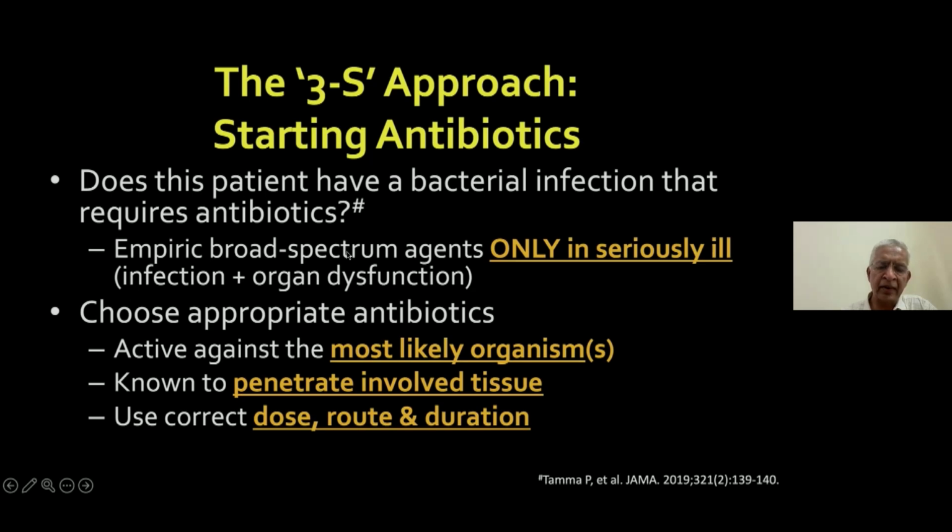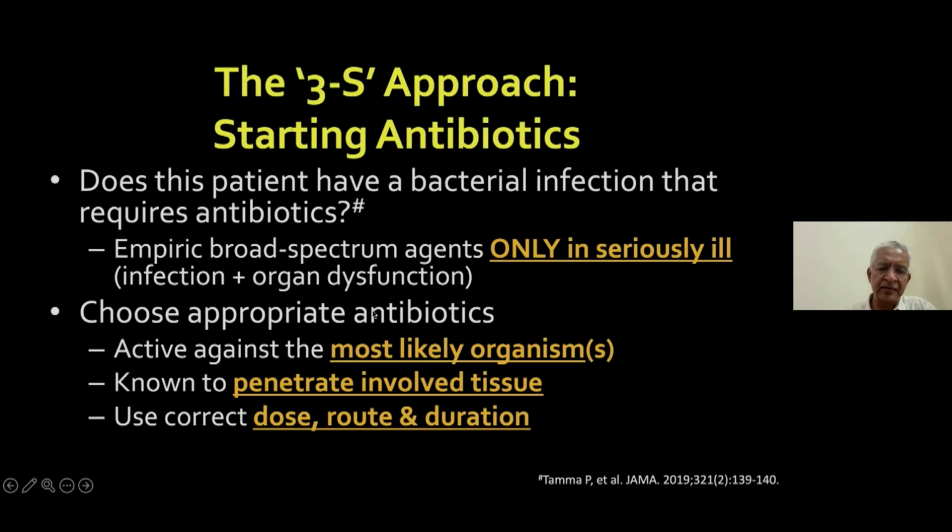Empiric broad-spectrum antibiotics like carbapenems are required only in seriously ill patients, that is infection, pyelonephritis, pneumonia, meningitis, fasciitis, liver abscess, accompanied by organ dysfunction, kidney injury, respiratory failure, hypotension, DIC, etc. So this is sepsis. If you have septic shock, it's an urgency. You have to start antibiotics after drawing cultures as early as possible, preferably within an hour of recognition of shock.